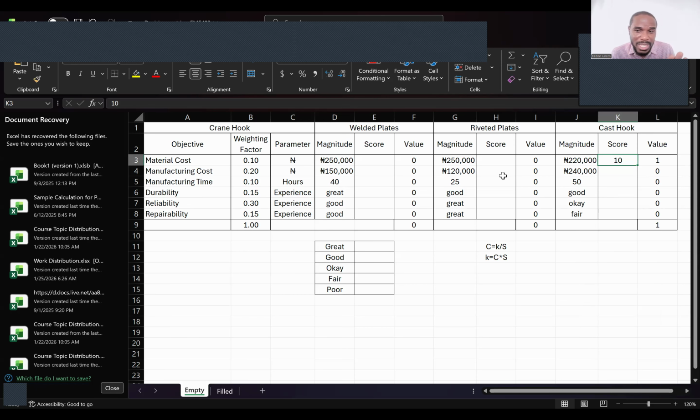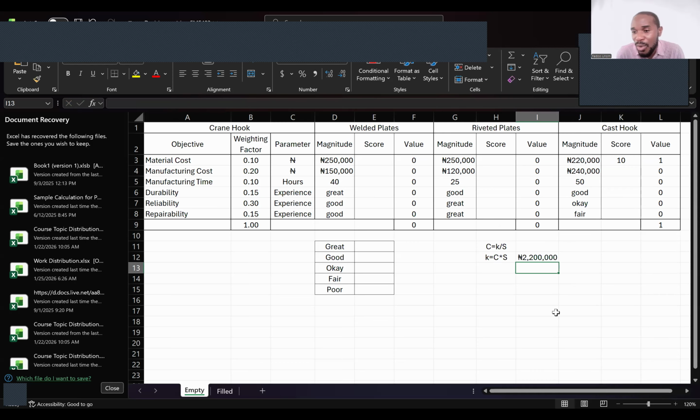Because once you get that principle, it is the same throughout. We check the relationship between how we are scoring these things and their magnitudes. The lower the cost, the higher the score we give it. That's inverse proportionality. If we make it an equation, we introduce a constant, so cost equals that constant divided by the score. The constant is the cost times the score. And for us here, in Excel, if we say this equals 220,000 times the score 10, our constant is 2,200,000 naira, right?